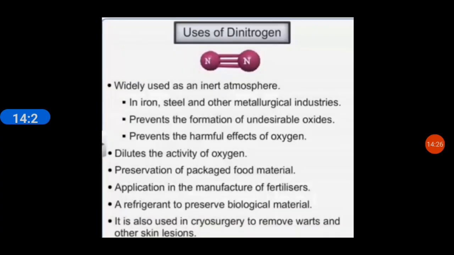Then uses of dinitrogen. Due to presence of triple bond, it is used as an inert atmosphere in iron, steel and other metallurgical industries. It prevents the formation of undesirable oxides, prevents the harmful effects of oxygen, dilutes the activity of oxygen, and helps in preservation of packaged food materials. It is applied in the manufacture of fertilizers and as a refrigerant to preserve biological material. It is also used in cryosurgery to remove warts and other skin lesions.